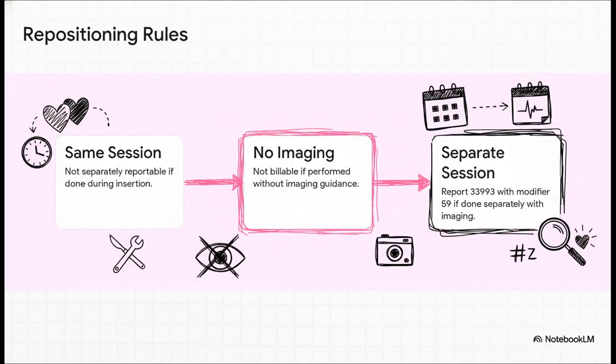So if the doctor repositions the device during the same exact surgery as the insertion, you can't code for it separately. It's just considered part of the main job. For repositioning to be a billable service, it has to happen in a separate session. And, this is crucial, the physician has to use imaging guidance to do it. Only when you see both of those things in the notes can you report code 33993.